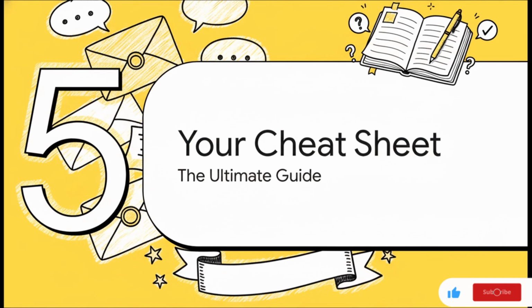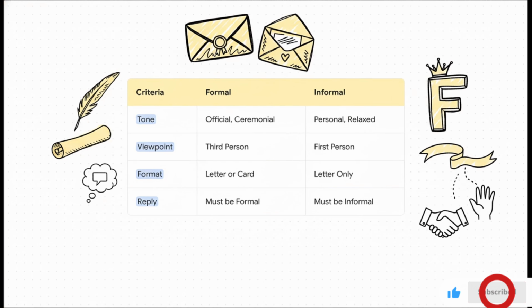Okay, we have definitely covered a lot of ground. So let's pull all of this together into one simple go-to cheat sheet that'll help you handle any invitation with total confidence. This table just lays it all out so clearly. You can see the formal path on one side with its official tone, third-person view, and mandatory formal reply, and on the other, the informal path with a relaxed tone, first-person view, and an informal reply. It's the perfect little guide to have handy whenever you're feeling stuck.